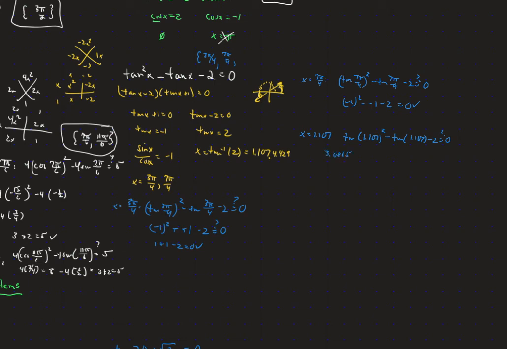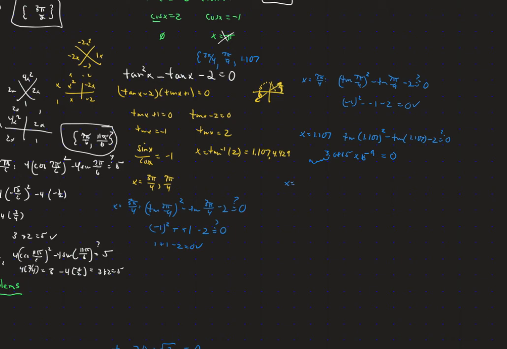3.0885. Then you're going to see that E, which means in scientific notation, times 10 to the negative 9. That means we would move this decimal point over 9 places. That, I think, is going to round to 0. So that means we are going to include our 1.107 in the solution set. Now let's try the next one.